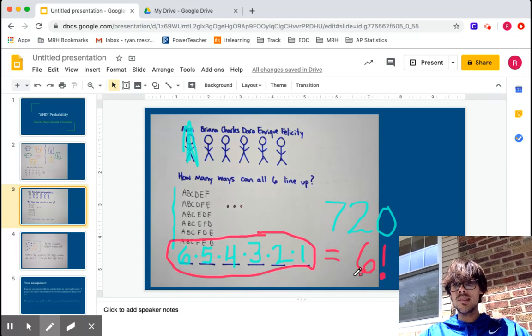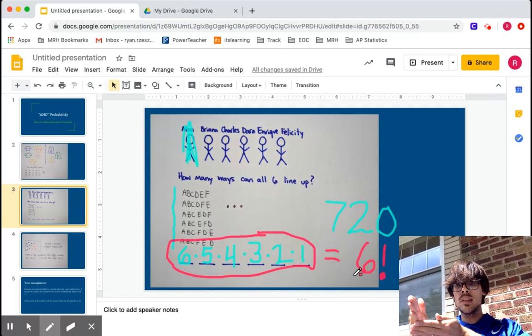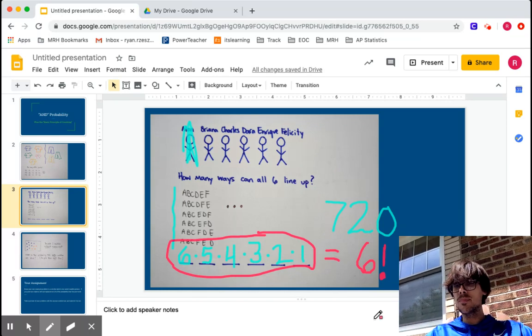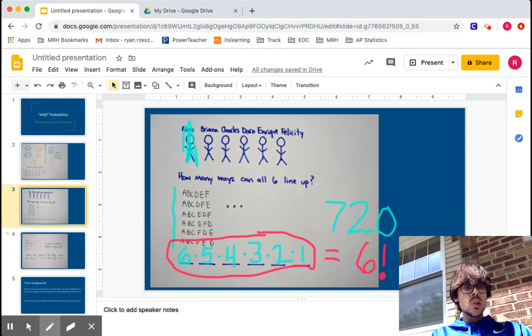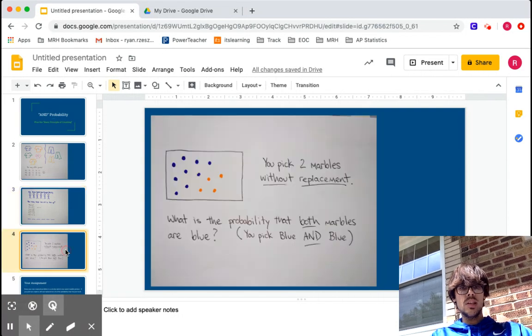So you would pronounce this 6 factorial, and it means you start at 6 and you multiply all the way down to 1. That's a math symbol you might sometimes see on the ACT or, I don't know, in higher level math classes. If I have 10 factorial, it just means 10 times 9 times 8 times 7, all the way down to 1. So let's do one more example in my video here.